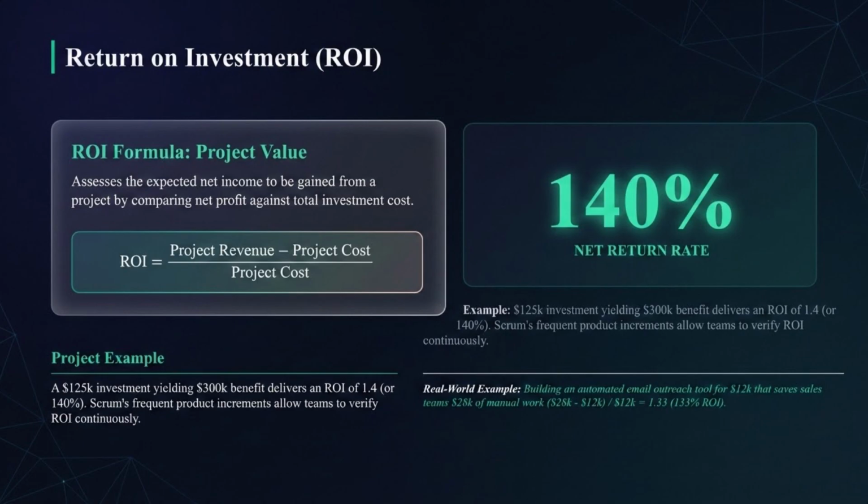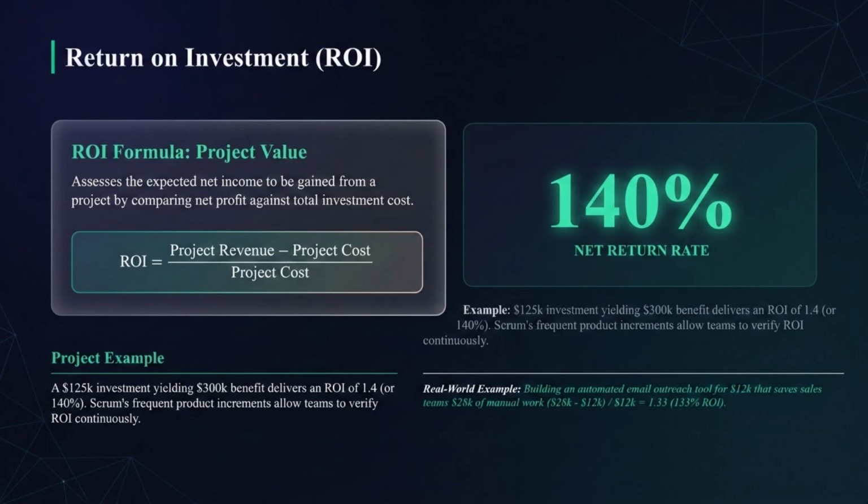Real world analogy time. Imagine you decide to spend $12,000 to build an automated email outreach tool for your sales team. This tool saves your sales reps from manual tasks, resulting in $28,000 of new revenue. Your net benefit is $16,000. Divide that by the initial $12,000 and you get a 133% ROI.